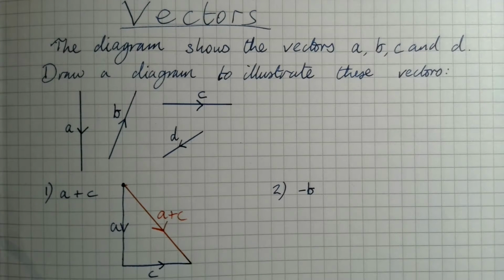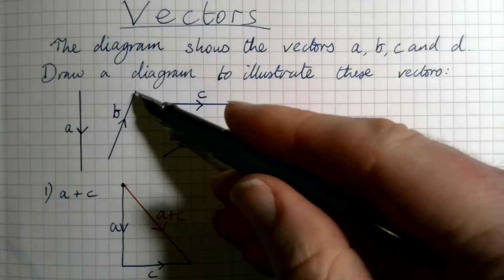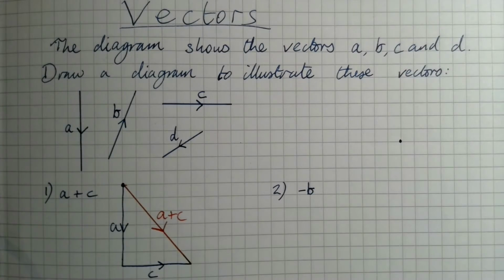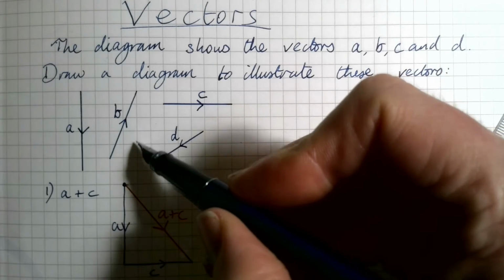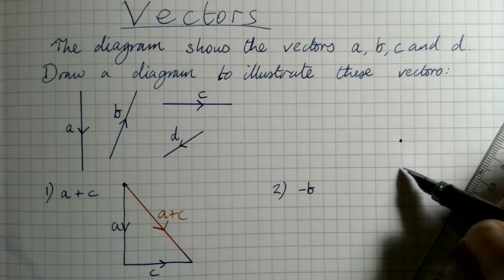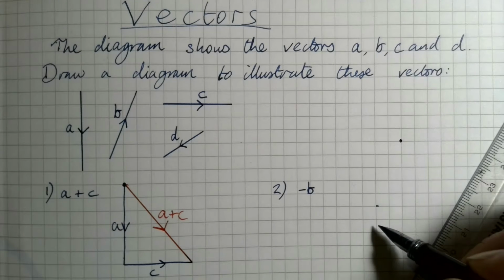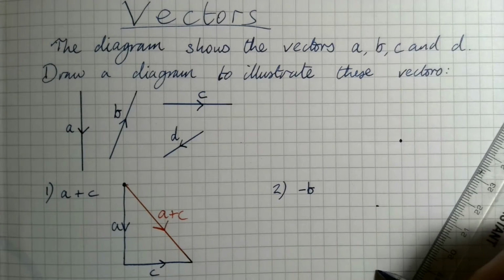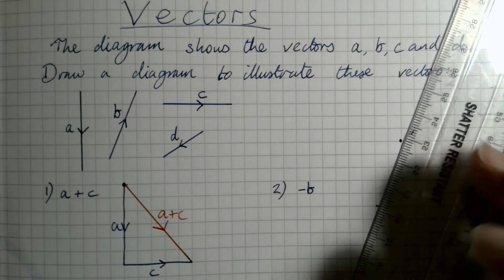So have a little go at negative B. I think I'm going to have to start it up here somewhere, because a negative just does exactly the opposite. So it's going to be parallel to it, but going in the other direction. So this is what? Down 1, 2, 3, 4, 5 and across 2. Down 1, 2, 3, 4, 5 across 2 to there. And then if I do the same again, 1, 2, 3, 4, 5 and across 2, that gets me to there.